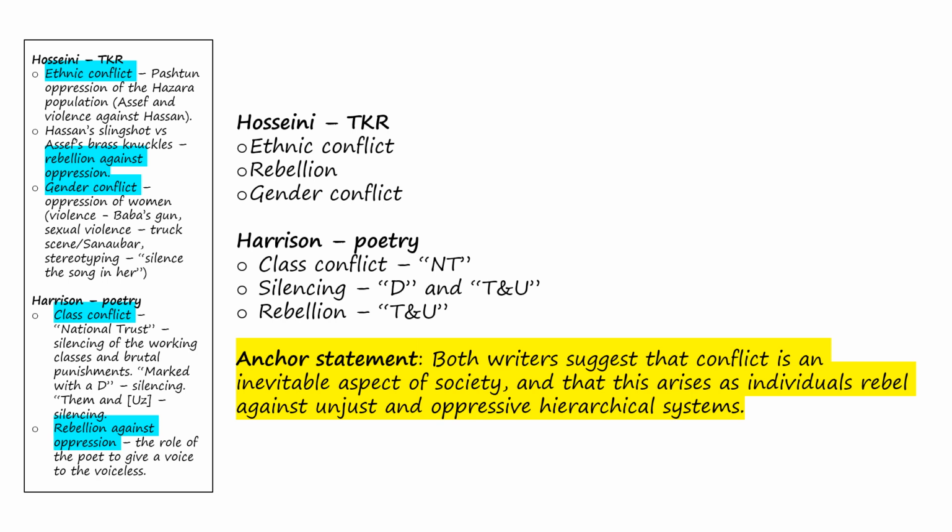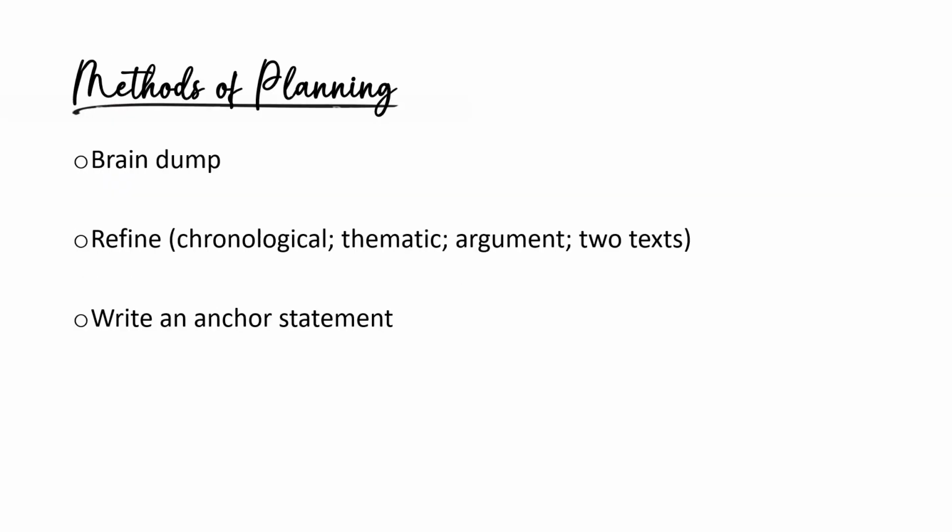And then writing my anchor statement. So both writers suggest that conflict is an inevitable aspect of society, and that this arises as individuals rebel against unjust and oppressive hierarchical systems. Just to sum up then, these are my 3 steps that I would use when I'm planning an essay. I'd brain dump my ideas, I'd refine them using one of these 4 methods here, whichever method fits my thinking best or fits the question best. And then I write my anchor statement that I can use to anchor my essay as I'm writing it.